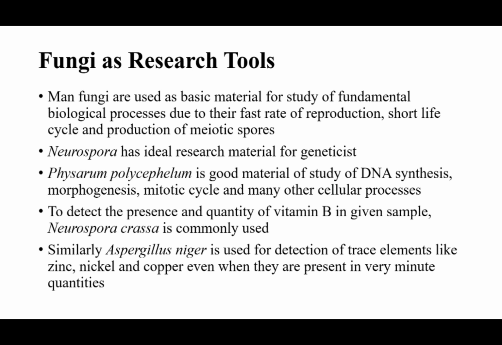Neurospora is ideal research material for geneticists. Then Physarum polycephalum is a good material for study of DNA synthesis. To detect the presence and quantity of vitamin B in a given sample, Neurospora crassa is commonly used. Similarly, Aspergillus niger is used for detection of trace elements like zinc, nickel, copper, even when present in very minute quantity. That means when these trace elements are present in very minute quantity, Aspergillus niger can still detect their presence.